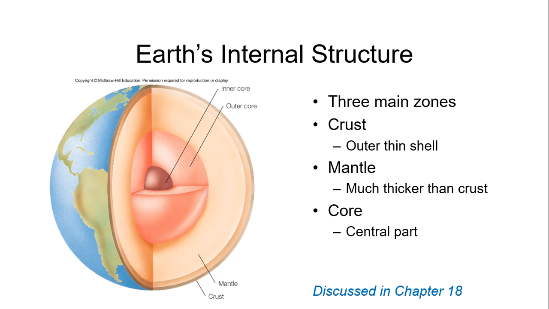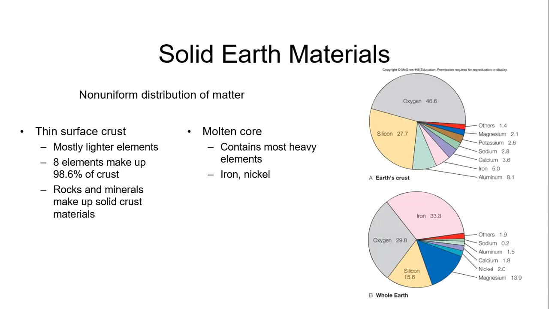I won't go into any more now because that is discussed in chapter 18, which we'll discuss later when we talk about plate tectonics. Now, it's important to understand what the Earth is made of. On the graph on the right, the top shows the materials in the Earth's crust, but the bottom shows the materials of the entire Earth.